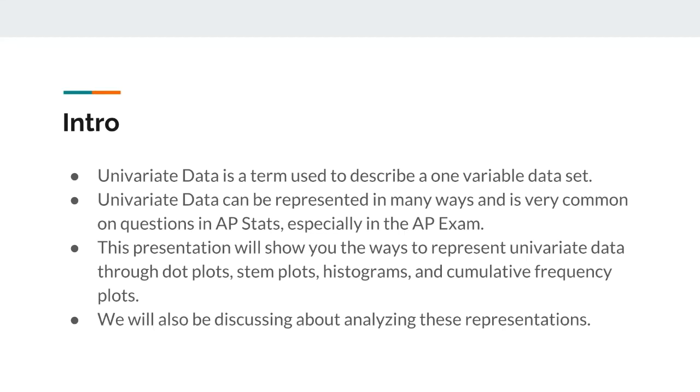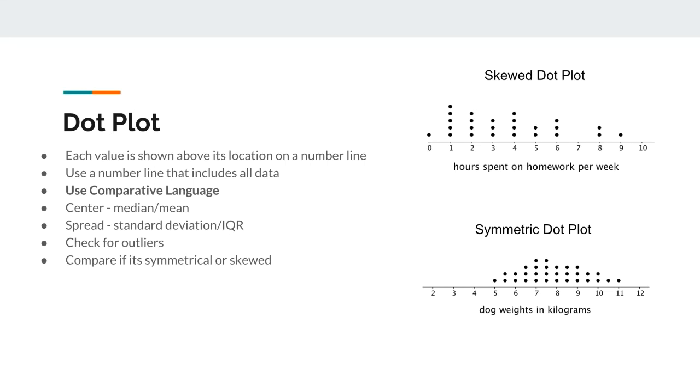Univariate data is a term used to describe a one-variable dataset. It is very common on questions in AP statistics and especially on the AP exam. In this presentation, we will show you the ways to represent univariate data through dot plots, stem plots, histograms, and cumulative frequency plots. We will also be discussing analyzing these representations of data.